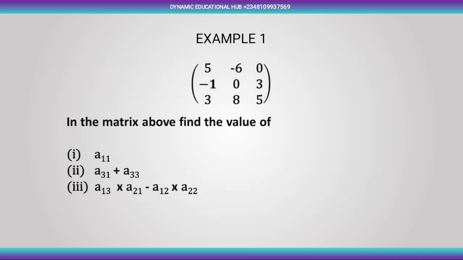The first example, we have a 3 by 3 square matrix here: 5, -6, 0, -1, 0, 3, 3, 8, and 5. In the matrix above, find the value of A11, then A31 plus A33, then A13 times A21 minus A12 times A22.